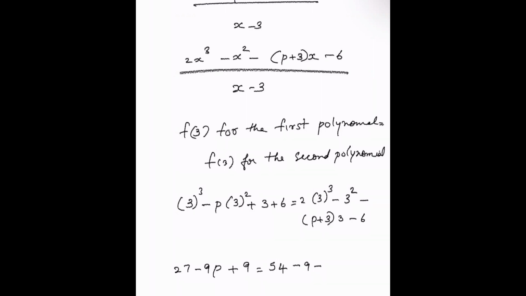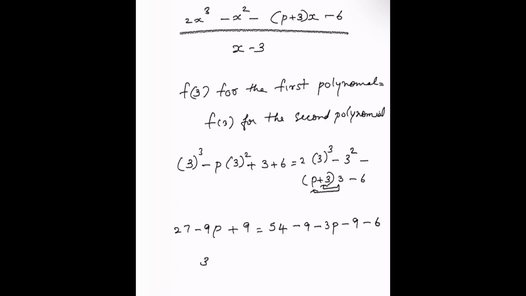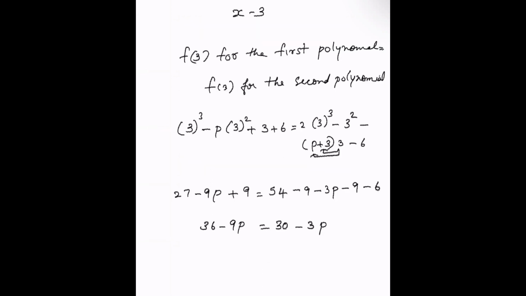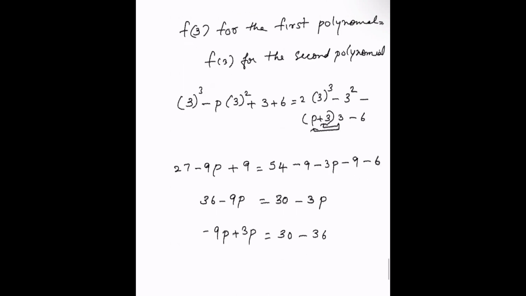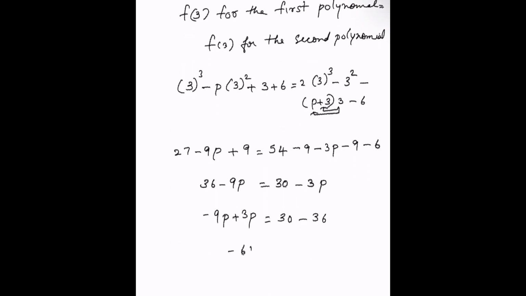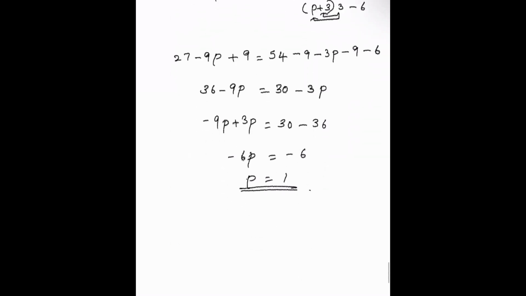So this 3 I am giving to each of them. I'll get minus 3p minus 9 minus 6. So 36 minus 9p is equal to 30 minus 3p. Minus 9p plus 3p equals 30 minus 36. Minus 6p equals minus 6, p is equal to 1. Yes. So 15th question.